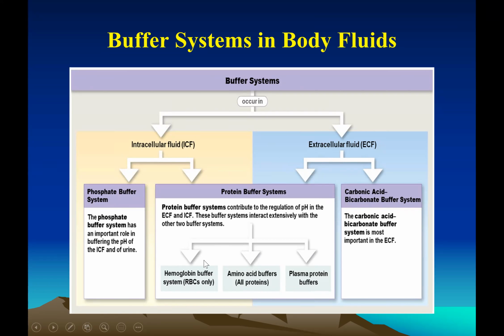Hemoglobin buffering system. So if you remember the structure of proteins, it will have a carboxyl end and an amino end. So the carboxyl end can accept a proton, a hydrogen atom, thereby reducing the acidity. So the amino acids act as powerful buffers too. And there are also plasma proteins that can act as buffers. So the protein buffering system contributes to the regulation of pH of both the ECF and ICF.